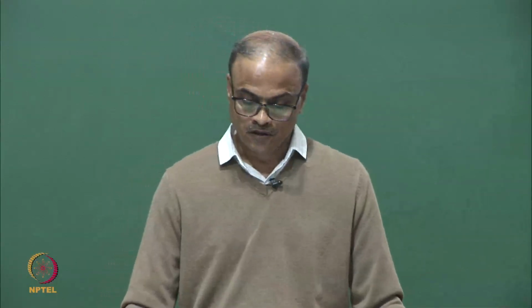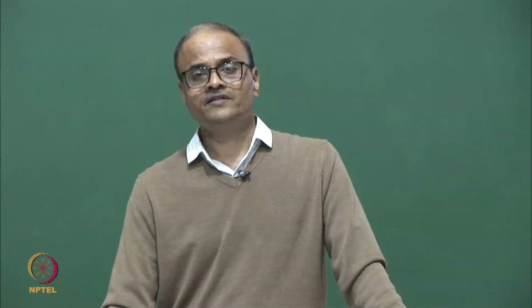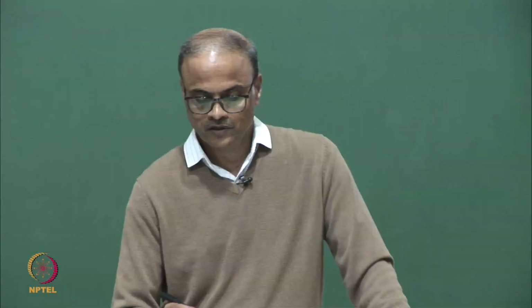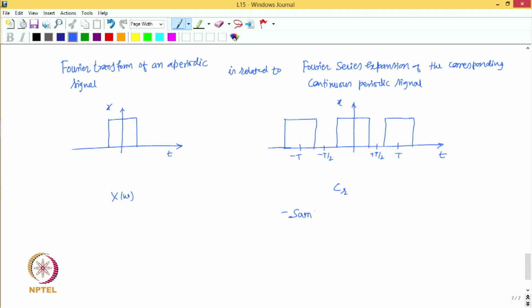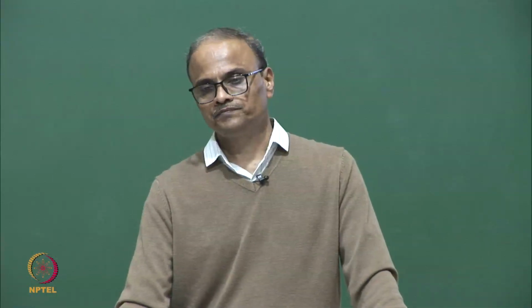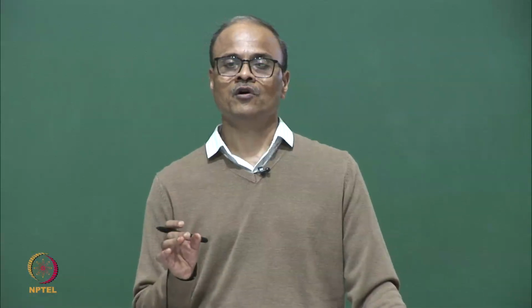Yes, there is a relationship: the discrete spectrum we get for the corresponding continuous periodic signal is a sampled version of the Fourier transform of the aperiodic signal. So this Fourier series expansion is a sampled version of the Fourier transform. If I want to know Cr, I can determine it from X of omega by multiplying X of omega at the discrete frequency at which Cr is required by the frequency resolution of the discrete spectrum.